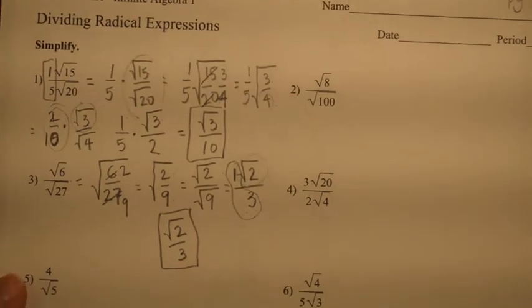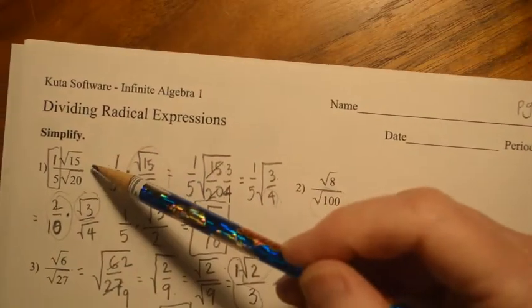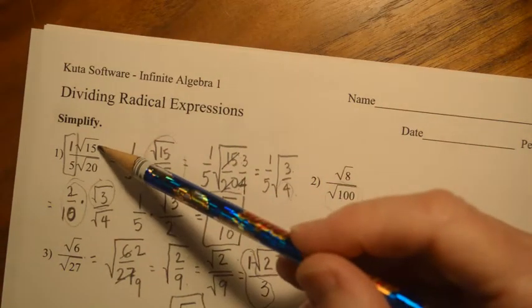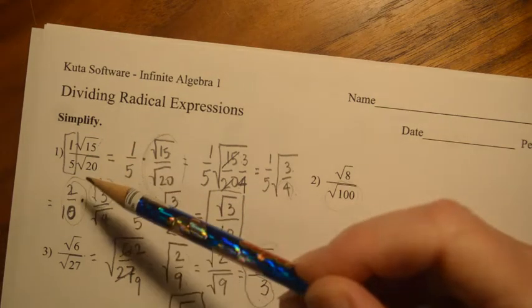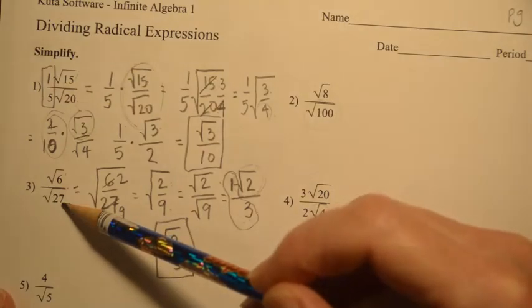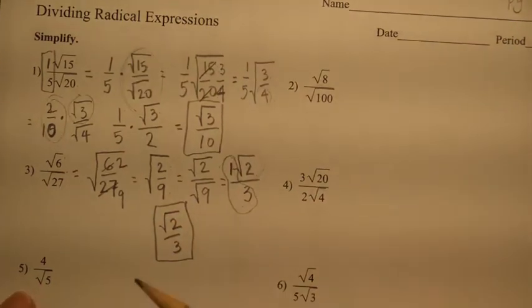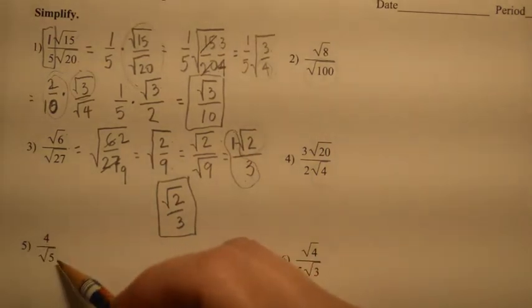All right, let's look at number 5. Now, number 5, you'll notice, is different from the first two that we looked at, where there were two radicals, one in the numerator and one in the denominator, being divided. Same thing here, one in the numerator, one in the denominator that were being divided, but here we just have that one radical in the denominator. So I can't cancel it out with anything.